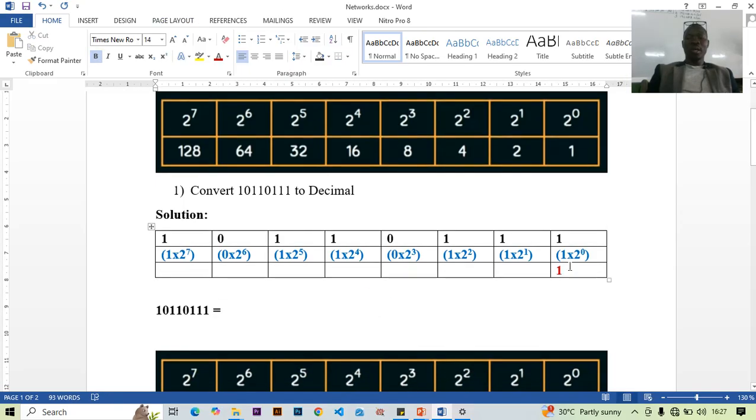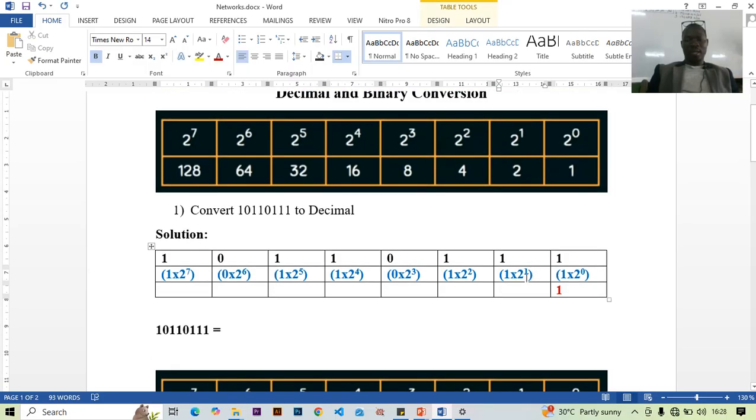So 1 times 2 to power 0 is 1. So 1 times 2 to power 0, which is 1 times 1, will give us 1. We'll come here. 1 times 2 to power 1. 2 to power 1 is the same as 2. So 1 times 2 will give us 2. 1 times 2 to power 2, which is 4, will give us 4.